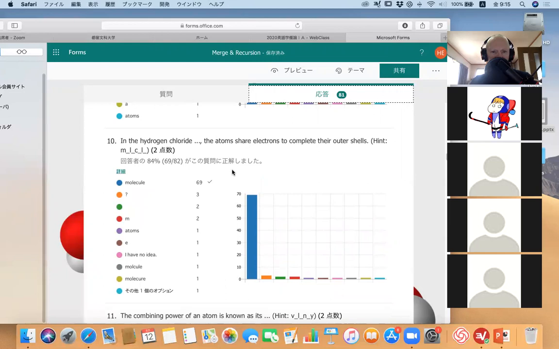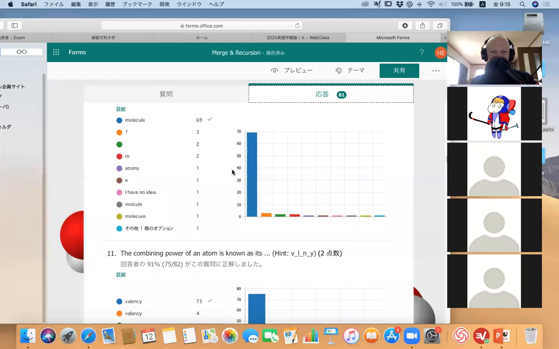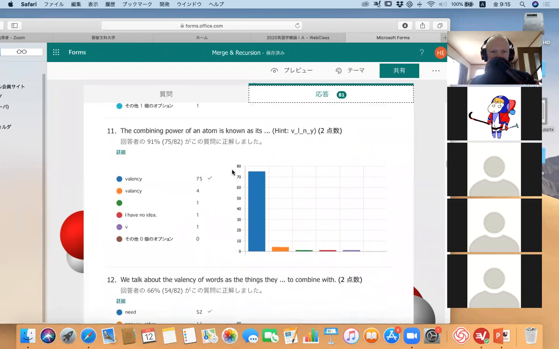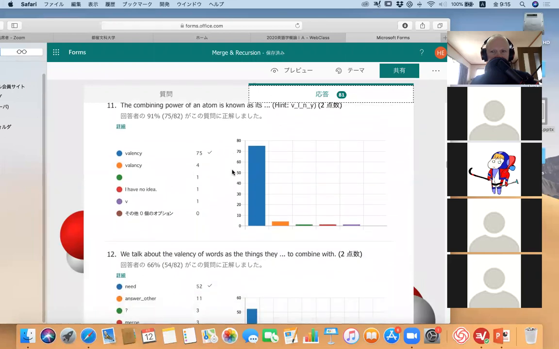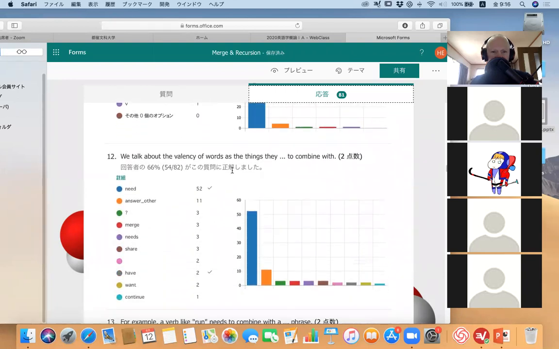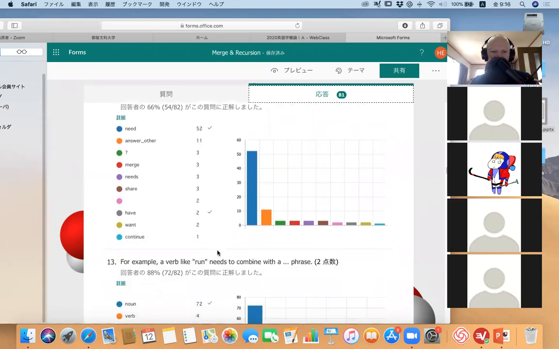Okay. Molecule, yes. It's kind of worth knowing. I have no idea. All right. Well, it's on the video. Check out the video if you haven't seen it. Valency. What's the spelling of valency? Right. And so combining power is valency. It's also known as subcategorization, subcat. As things they need to combine with, yes. Have to combine with, yeah, that's also all right. Merge to combine, I don't think so. Needs, not really.